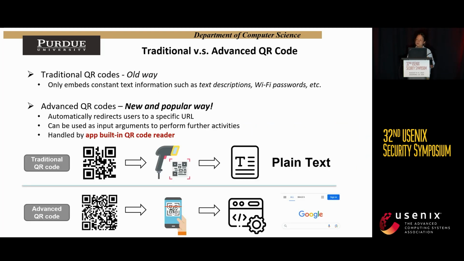Today, there are two ways to use a QR code. One is the traditional way, using a static QR code, which only embeds static constant text information. The other one is more advanced and popular nowadays, which is the dynamic QR code. It can not only redirect the user to a new website, but also be used as program input arguments to perform further complicated activity. To achieve such advanced features, an app built-in QR code reader is necessary.